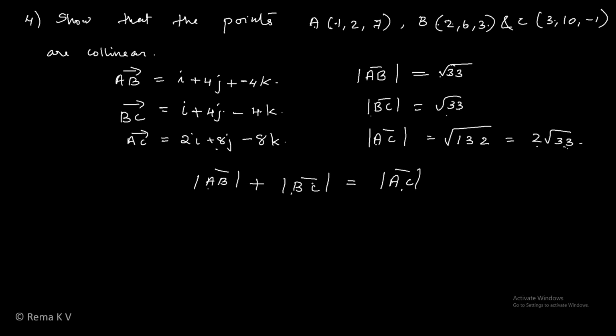AB plus BC gives AC. And also B is a common point here. So AB plus BC is equal to AC. That shows that A, B and C are collinear points.